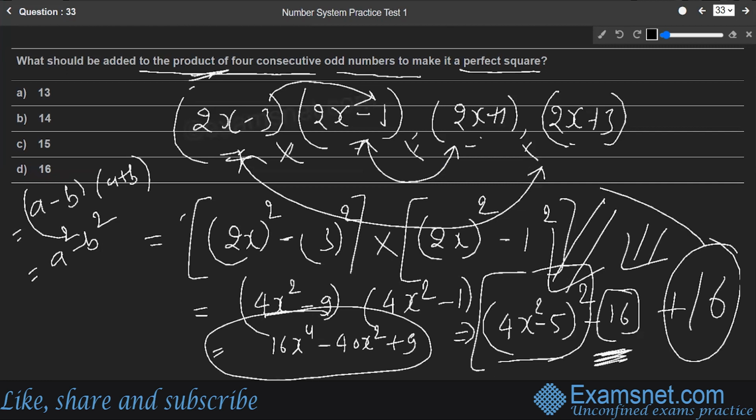So the right answer is: how much should I add to this expression? I should add 16 to this expression to give me a perfect square, and that is available in option B and becomes the right answer for us.